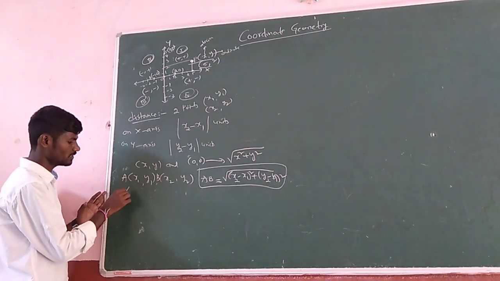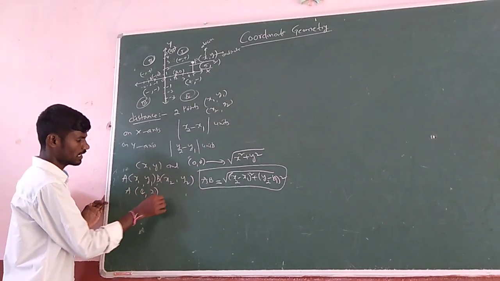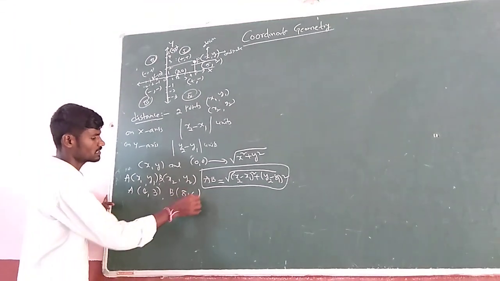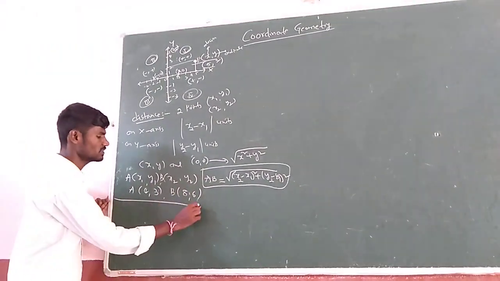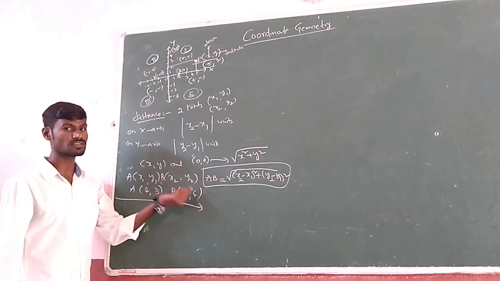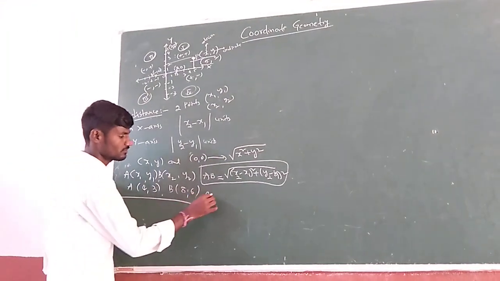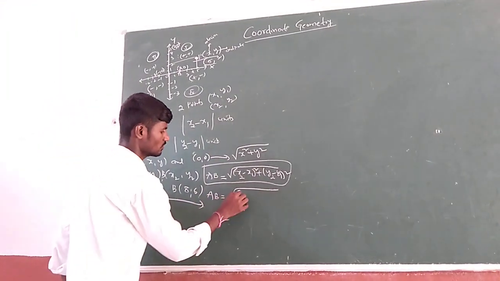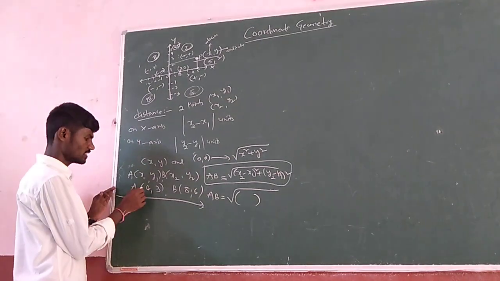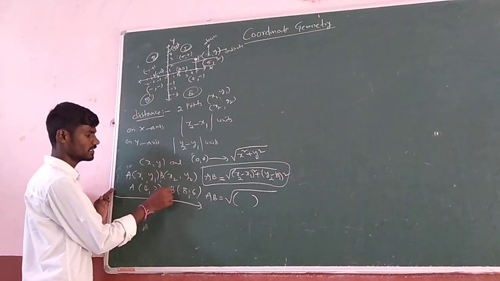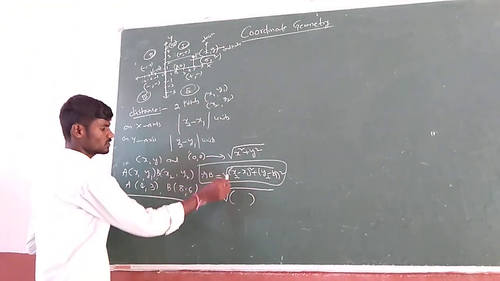Find the distance between A (4, 3) and B (8, 6). Let us find AB equals square root of (x2 minus x1) whole square plus (y2 minus y1) whole square, where the first point is taken as x1, y1 and the second point as x2, y2. Now substituting.